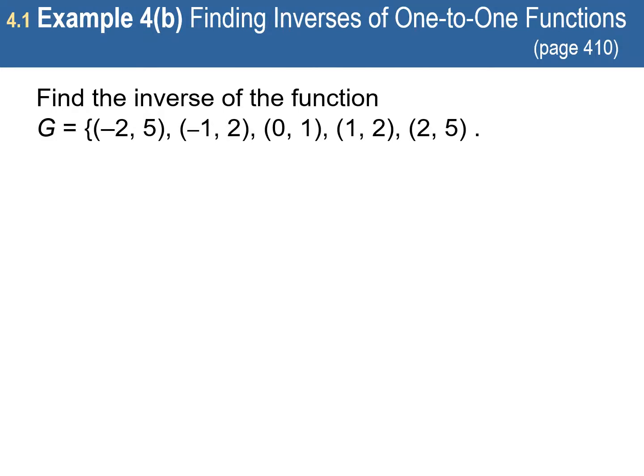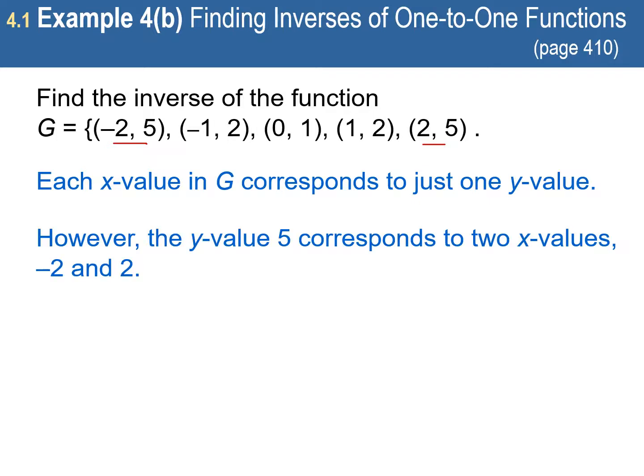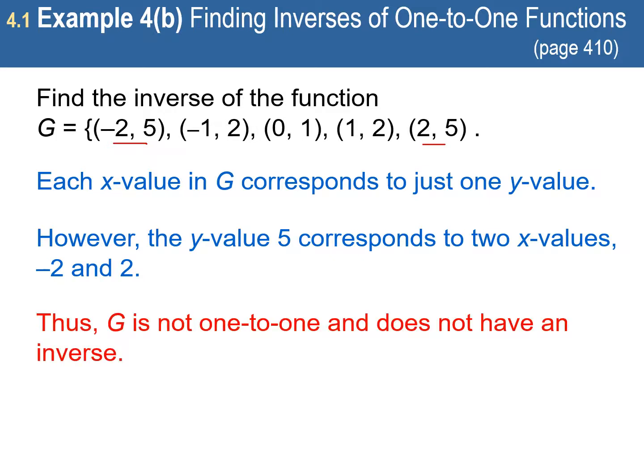Find the inverse of g: negative 2, 5; negative 1, 2; 0, 1; 1, 2; and 2, 5. Now, to start with, do you notice anything about the first and last terms? 5 corresponds to two x values, negative 2 and 2. So g is not 1 to 1 and doesn't have an inverse.